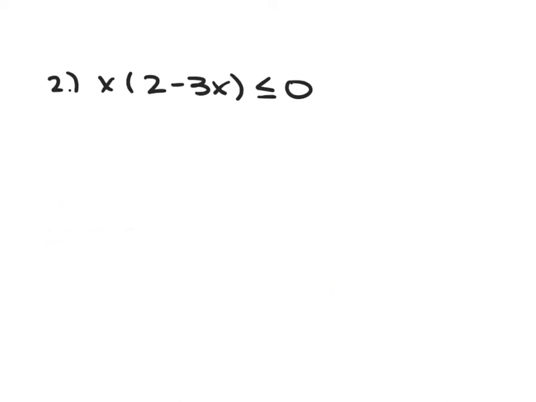For number 2, in your extra examples, you have x times 2 minus 3x is less than or equal to 0. So again, I can just rewrite this to where x times 2 minus 3x is equal to 0. I set them both equal to 0, so x is equal to 0, and 2 minus 3x is equal to 0. The x is equal to 0. I don't have to do anything with that. That's one of my key numbers, though, so I need to remember that.